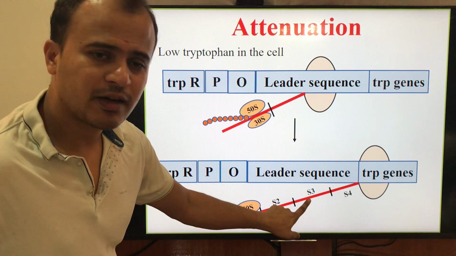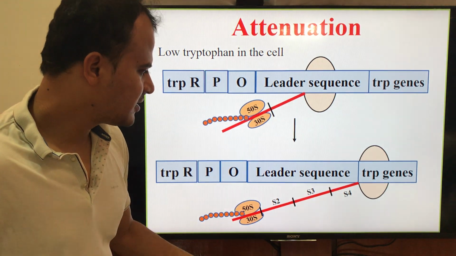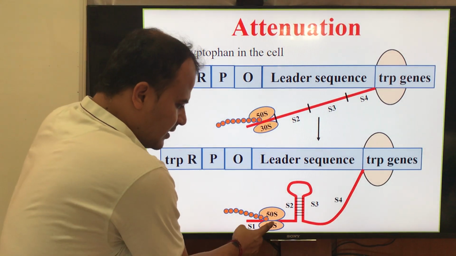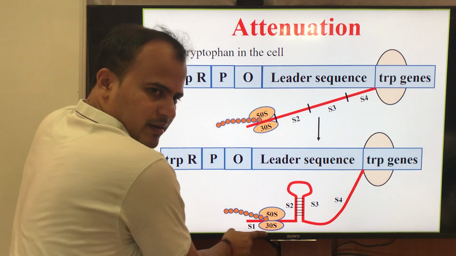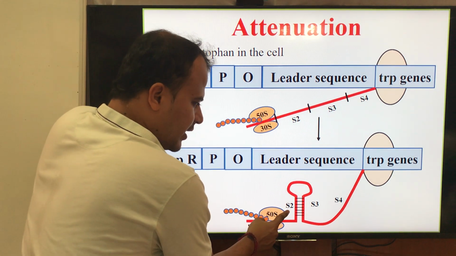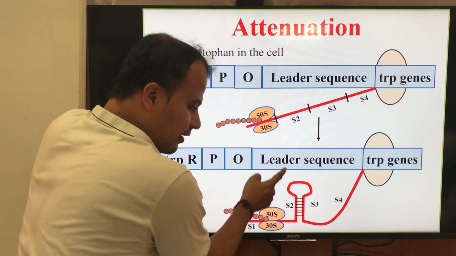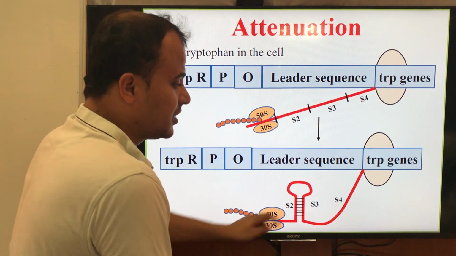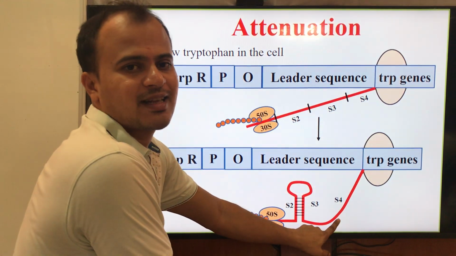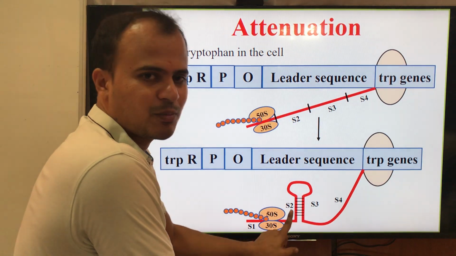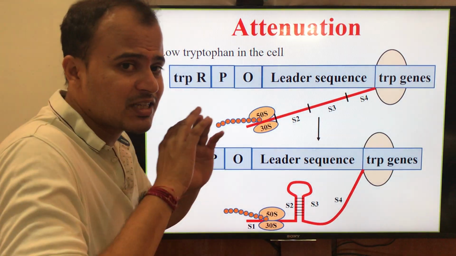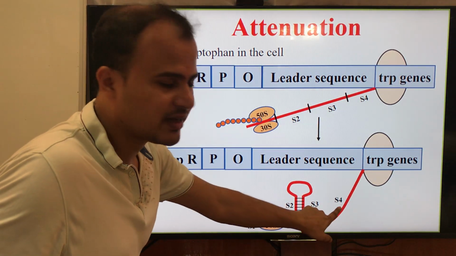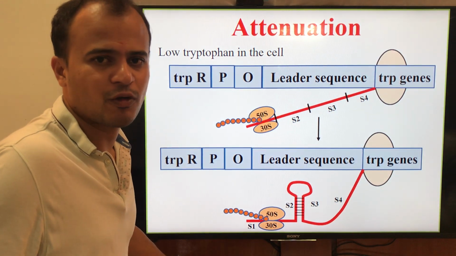Immediately, segment 2 forms the stem loop structure with the segment 3 like this. Segment 1 has your ribosome, segment 2 and segment 3 are free to form the stem loop structure. Before segment 4 is transcribed, they form the stem loop structure. Therefore, there is no way that the segment 3 can form the stem loop structure with segment 4.